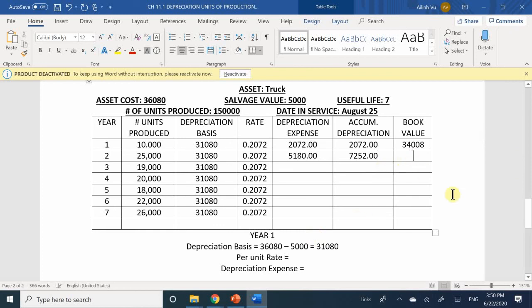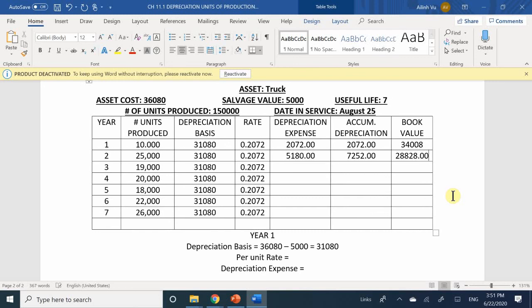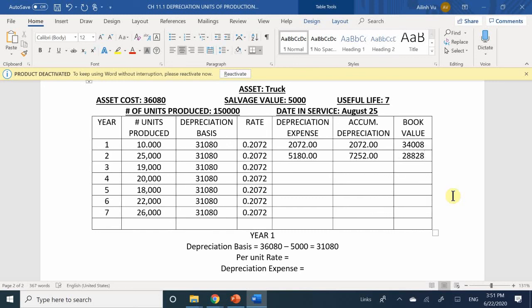36,080 minus 7,252 equals, the book value is 29,028. I think I'm going to recalculate that. Did you say 28,828? Yes, I just punched the wrong number earlier. So 36,080 minus 7,252 should give you 28,828. Yes. All right, good.